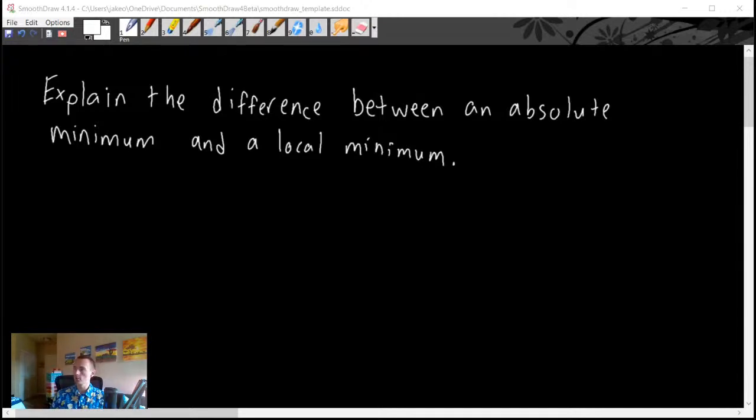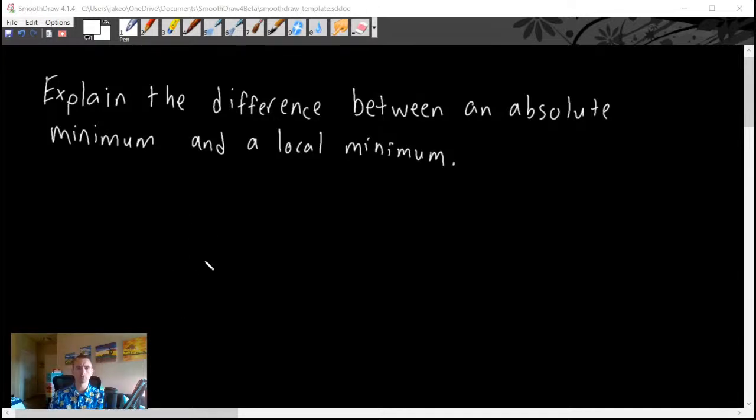So let's just jump on into the first problem we have here. This is actually a problem that came out of a textbook, but I think it's a good starting place when you're talking about local versus absolute maximum and minimum values. So first thing we're going to do, explain the difference between an absolute minimum and a local minimum.